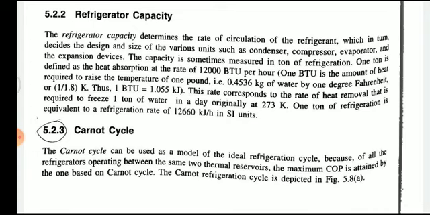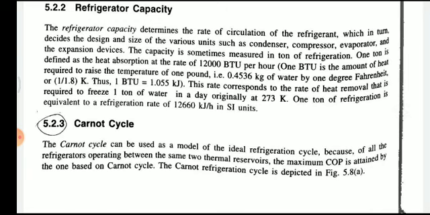1 BTU is the amount of heat required to raise the temperature of 1 pound, in other words 0.4536 kg of water, by 1 degree Fahrenheit or 1 by 1.8 Kelvin. So 1 BTU is 1.055 kilojoule. This rate corresponds to the rate of heat removal that is required to freeze 1 ton of water in a day, originally at 273 Kelvin. And 1 ton of refrigeration is equivalent to a refrigeration rate of 12,660 kilojoule per hour in SI units.